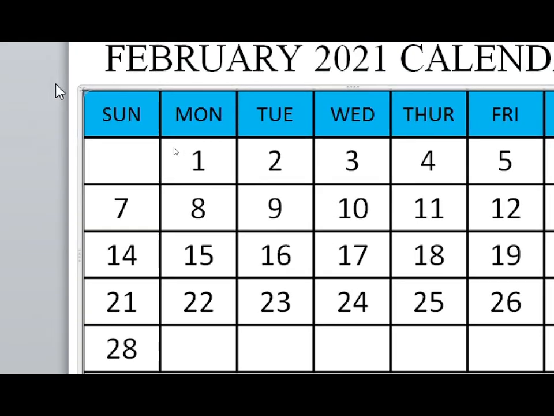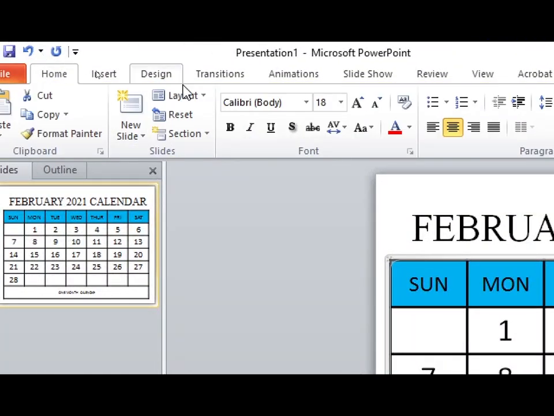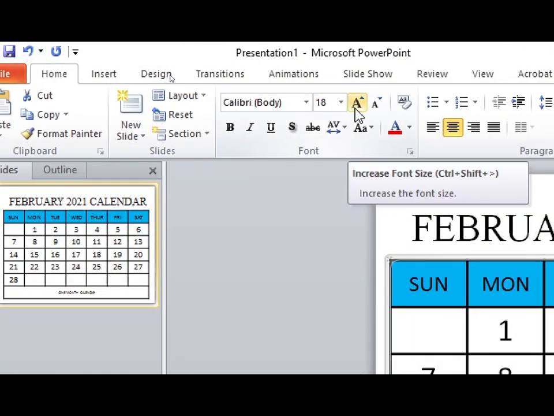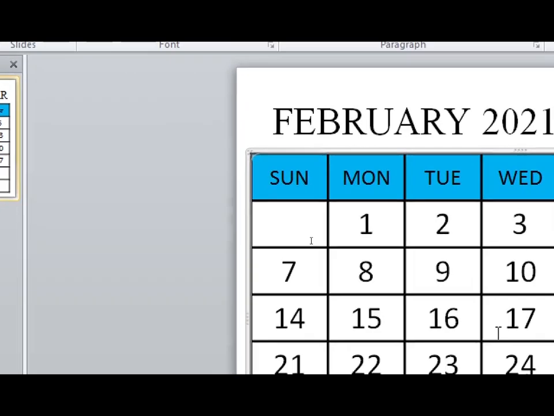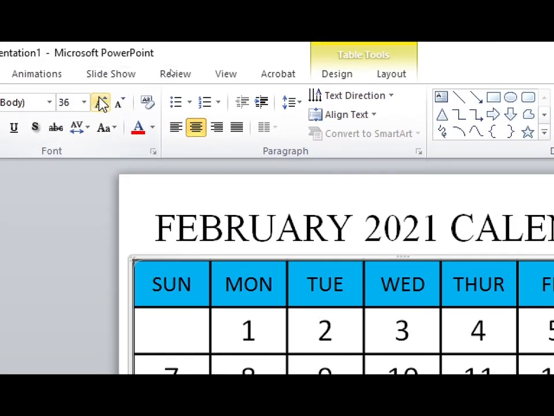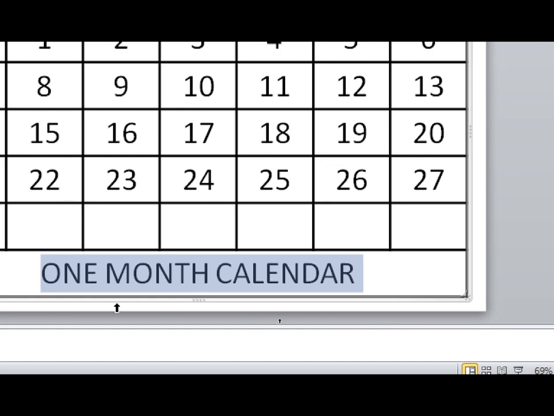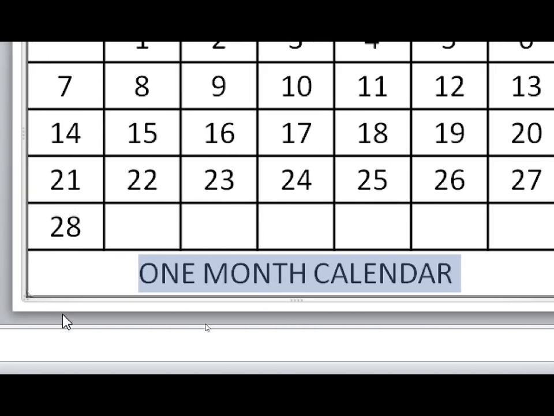Now we want to increase the size, so we come again to the Home tab, the Font group, where we see Increase Font Size. We click it to increase the size of the text. Now we increase it up to 40. Now in this area we get the text we want inside the calendar.